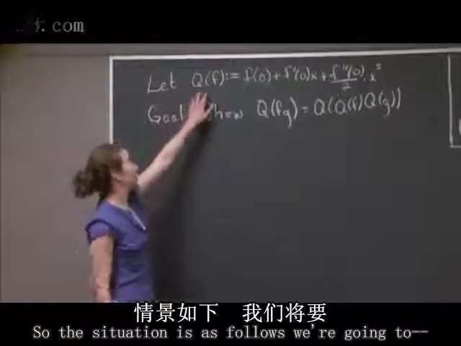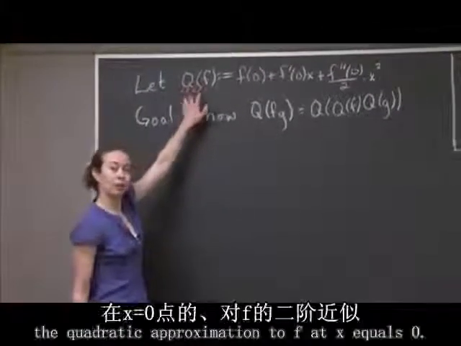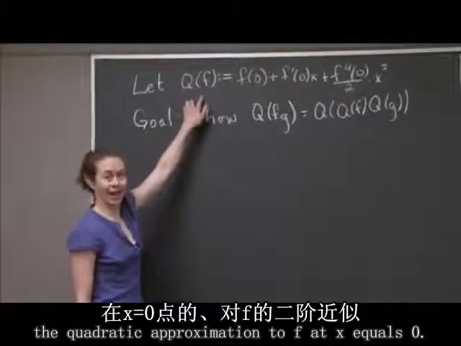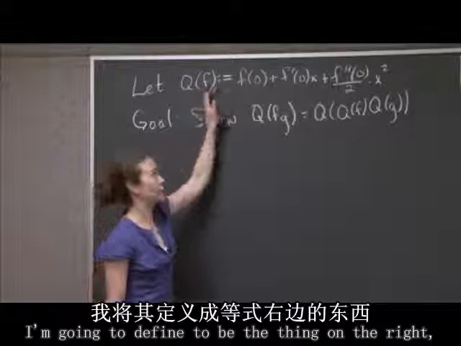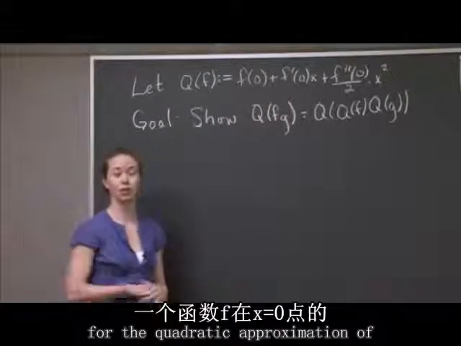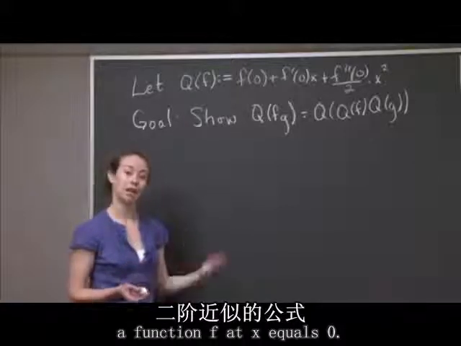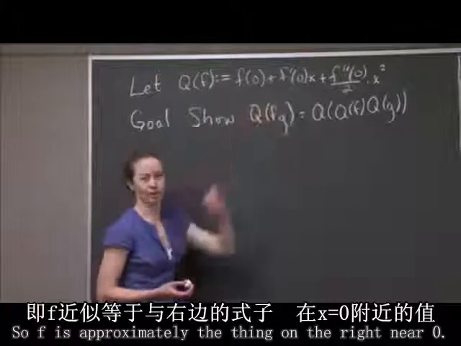So the situation is as follows. Anytime you see Q of f, that's going to represent the quadratic approximation to f at x equals 0. So I'm going to define Q of f to be the thing on the right, which is exactly the formula you were given in class for the quadratic approximation of a function f at x equals 0. So f is approximately the thing on the right near 0.